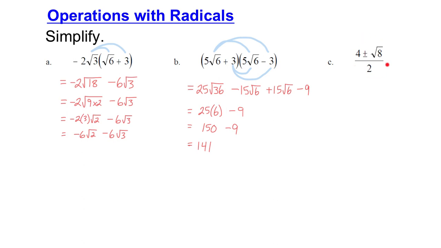Now see if you can simplify this expression as much as possible. Start by simplifying the root, and then see if you can reduce the fraction to lowest terms.